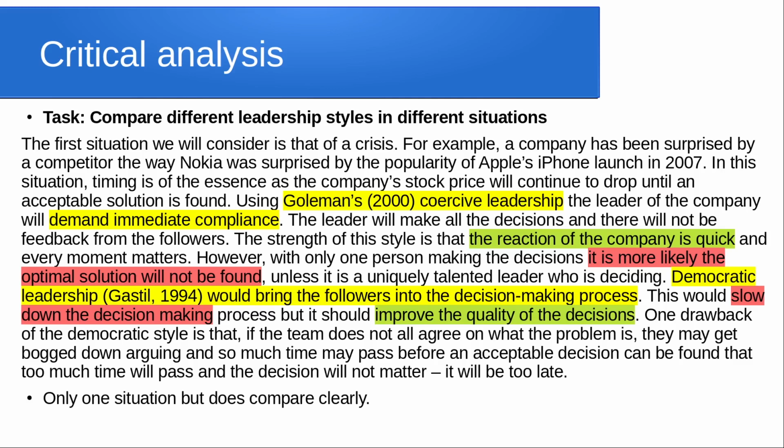Yes, there's only one situation, and we should have different situations. But at least in this one situation, there's a very clear comparison between these two.